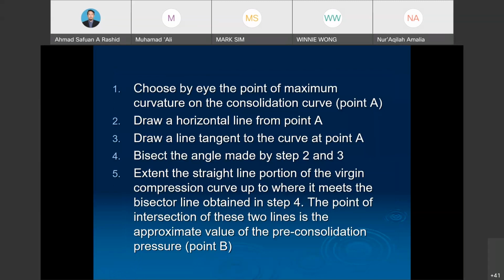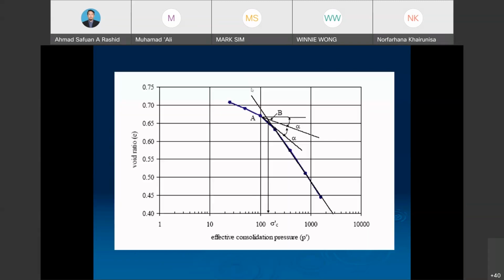So this is the procedure. First, find the point of maximum curvature on the consolidation curve, which is point A. We imagine here we have two curves. The first one is here, and the second one is this kind of curve. So what is the meaning of the maximum curvature?